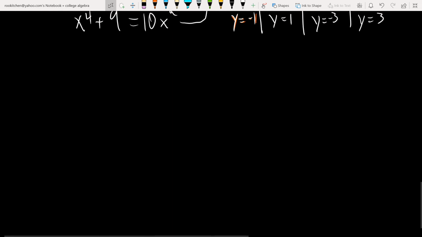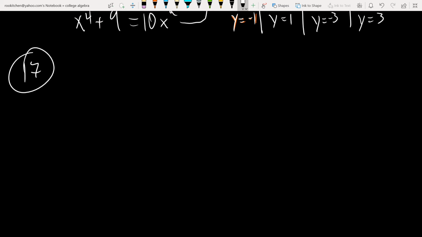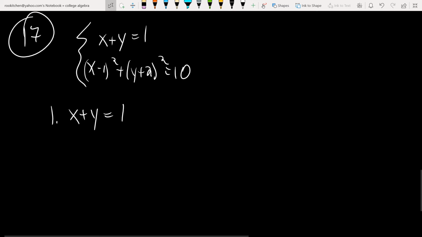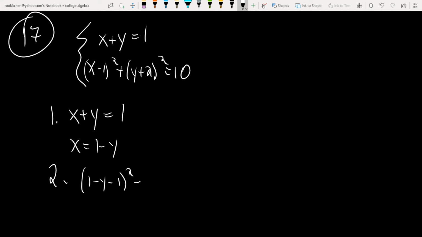Let's do one more, and then we'll scooch on over to the addition method for a little bit. So 17. We have x plus y equals 1, and then (x minus 1) squared plus (y plus 2) squared equals 10. Okay, so first, I'm going to solve that first equation. Avoid the second one because I don't want square roots. So I'll solve it for, I guess, x. So x is 1 minus y. And then substitute that into the other equation. So we'll have (1 minus y minus 1) squared plus (y plus 2) squared equals 10.